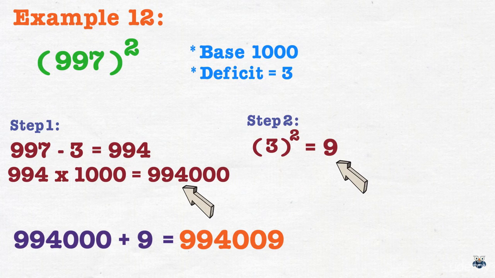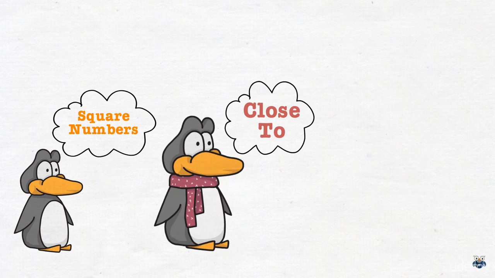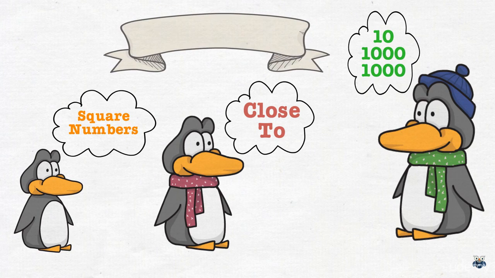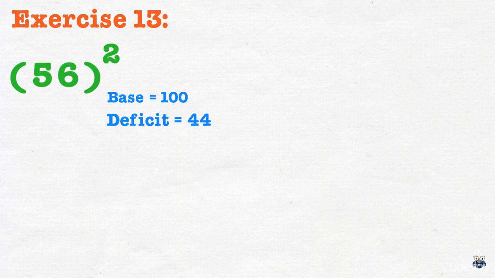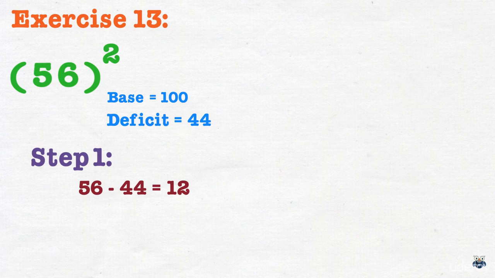I now wish to discuss one last point before concluding. I stated at the beginning that this method could be used to square numbers close to 10, 100, 1000, etc. So how close is close? Let me demonstrate. What is 56 squared? So 56 is close to 100, which is our base. The deficit is 100 minus 56, which is 44. As before, we subtract the deficit from our number, since it's less than the base. 56 minus 44 is 12.